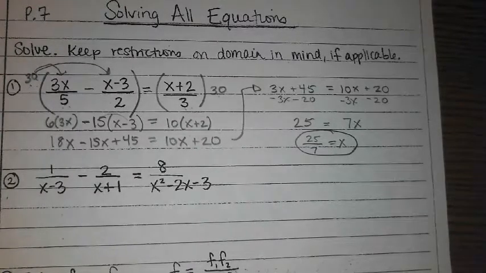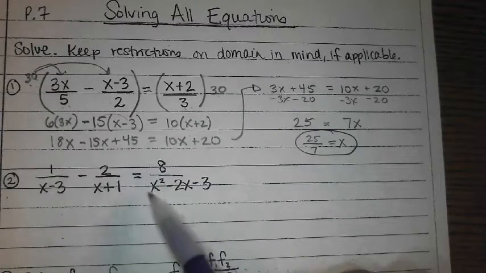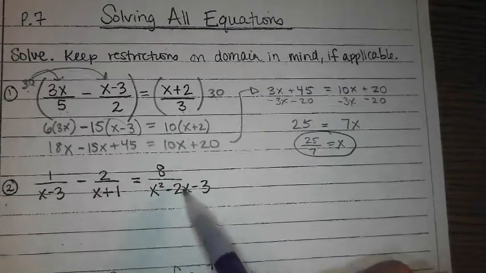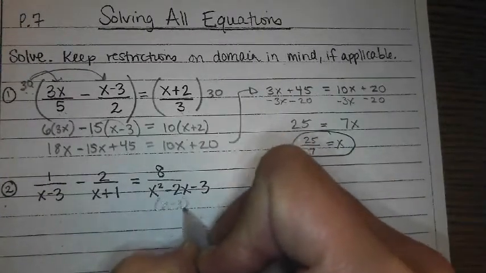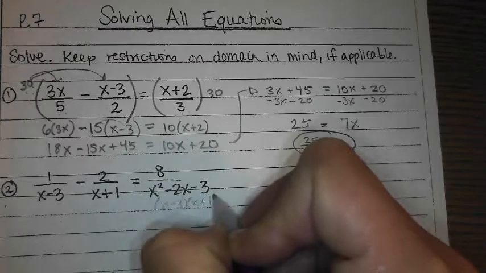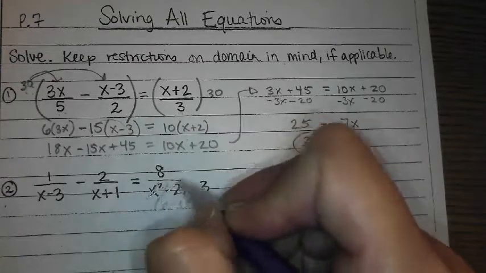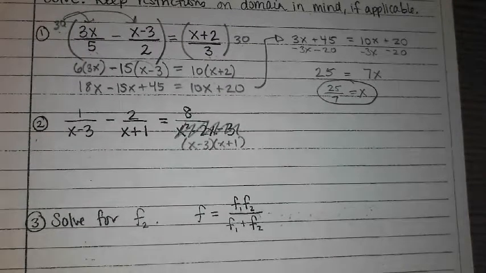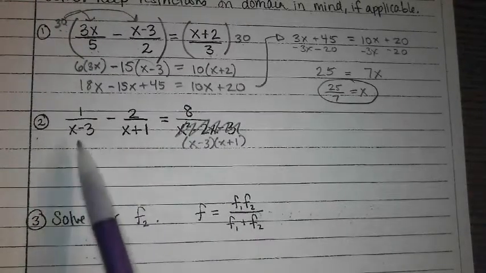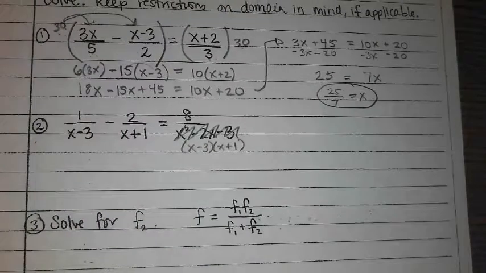Okay. In number 2, and anytime you're dealing with polynomials, it's good practice to factor first. So I'm going to factor this into x minus 3, x plus 1. So again, I can get a common denominator everywhere. It's the same thing, really, if I do that versus clearing fractions. But my least common denominator of all of these denominators would be x minus 3, x plus 1.